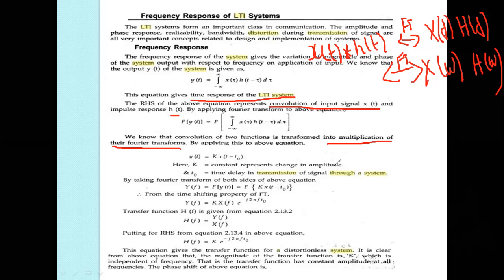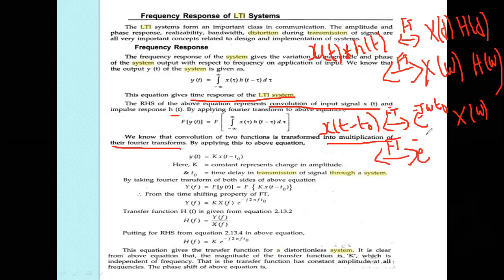Now, what is the Fourier transformation of the time delay function x of t minus t naught? It is e power minus j omega into t naught, because it is shifted by t naught samples, times x of omega. Or in terms of the normal frequency, e power minus j 2 pi f into t naught times x of f, where x of f is the shortcut notation. Now y of f is equal to the Fourier transformation of k into x of t minus t naught, which is k, x of f e power minus j 2 pi f into t naught. This is the equation.